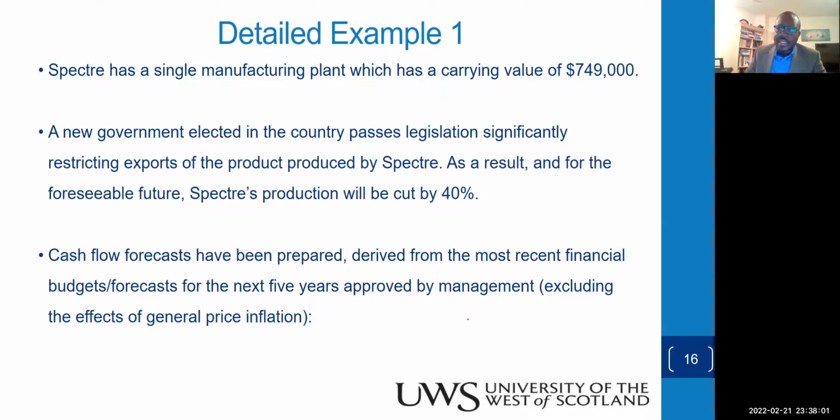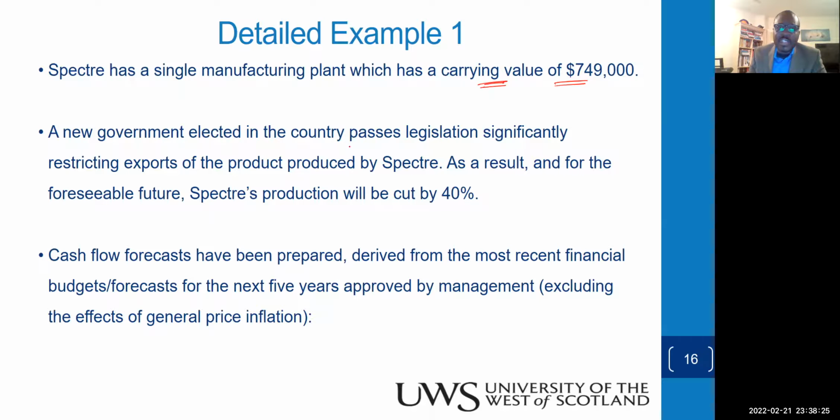Let's take a detailed example and we'll leave it there, and we'll continue with the other side. On the other side, let's look at this. Spectre has a single manufacturing plant, carrying value 749. So we've been given a carrying value. Is it at the beginning or at the end? The question will tell us. If there's no mention of beginning or end, we'll leave it, 749,000.